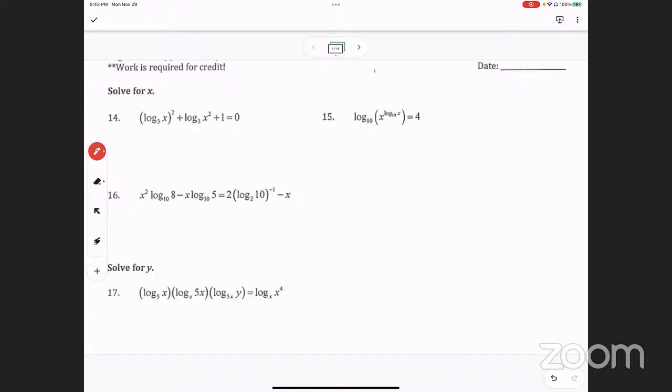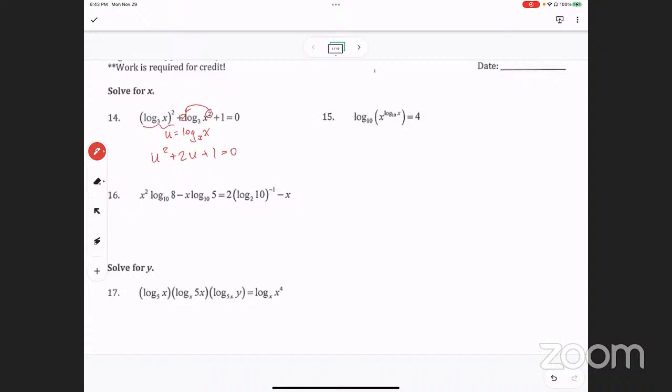This first one is kind of a tricky one. What I'm going to do is, we've talked about U substitution, right? Are you comfortable with when I say let u equal log base 3 of x? Are you comfortable with that? Yeah. Okay, because this is going to be a quadratic. First of all, I'm going to take this 2 and bring it down to the front, because remember, I can do that. And when I do that, I can see that I have really just u squared plus 2u plus 1 equals 0.